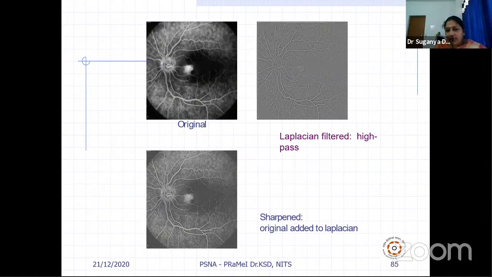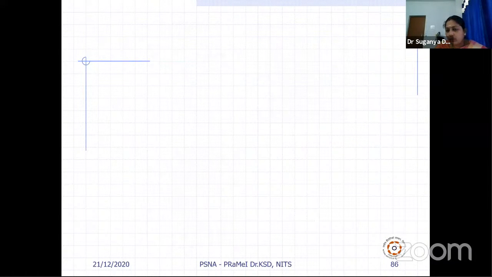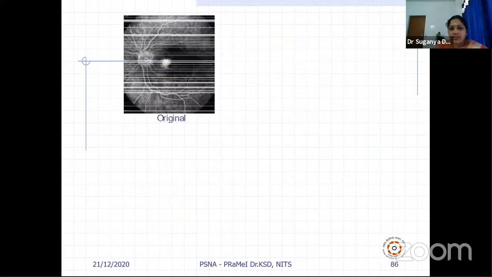This is the original, and after applying the Laplacian filter, that is the high pass filter, I am getting these results. A high pass filter will sharpen the images. A low pass filter will smoothen the images. Again, I am fusing these two, and I am getting the retina. These are retinal images actually.